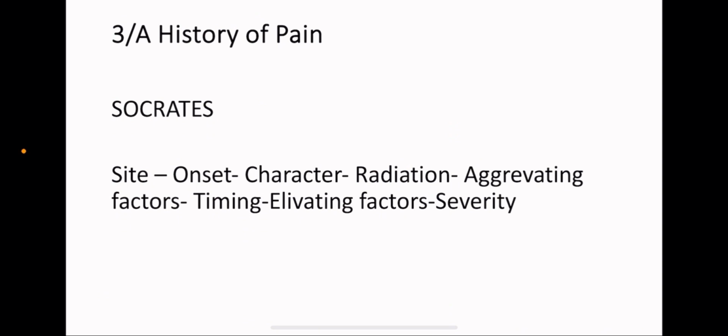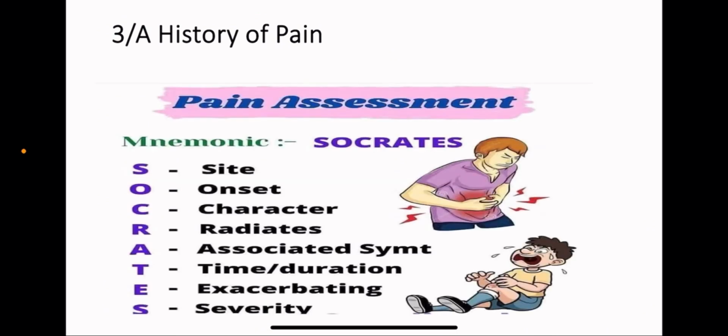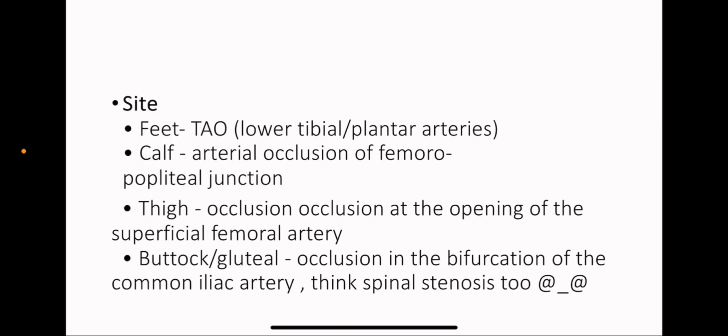Okay, then you ask for the history of presenting illness. And I divide the history of presenting illness into A, B, C, and D. 3A, history of pain. As you know, you analyze the history of pain using SOCRATES: site, onset, character, radiation, associated symptoms, timing and duration, exacerbating factors, and severity.